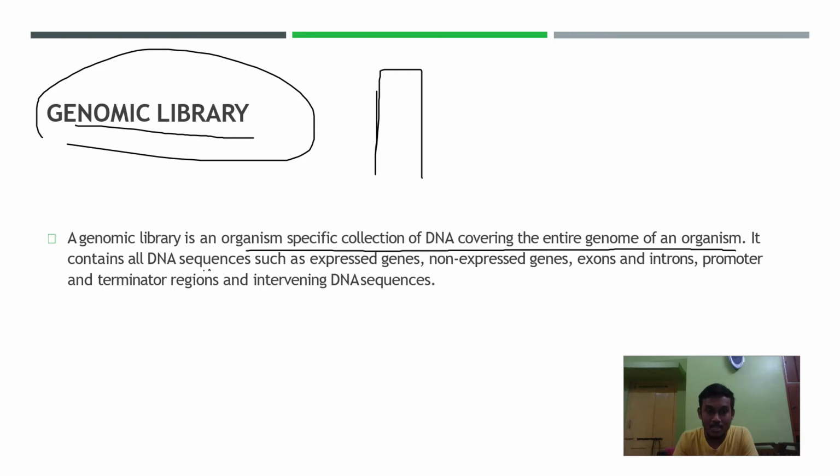So it contains all the DNA sequences such as expressed genes, non-expressed genes, exons and introns, promoter and terminator regions, as well as intervening DNA sequences. So it consists of everything an organism consists of.